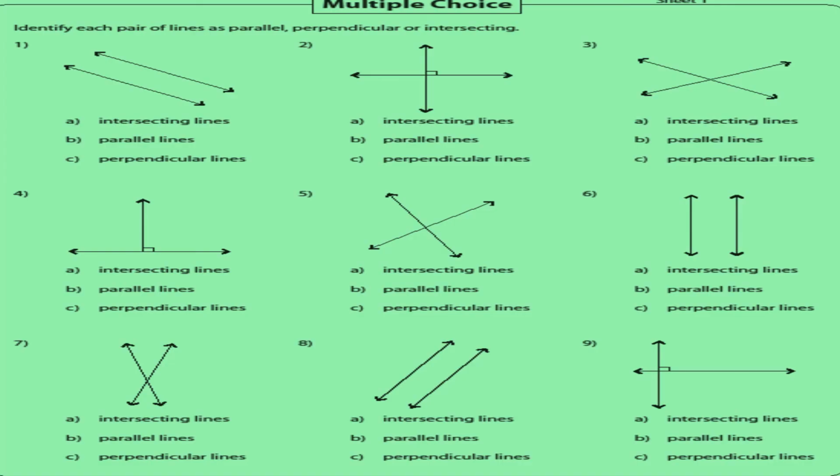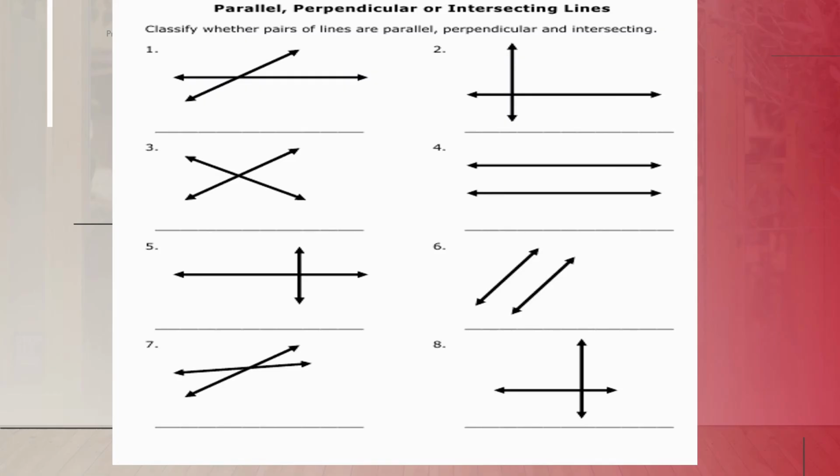The following is an assignment of a multiple choice question. Identify whether each pair of lines is parallel, perpendicular or intersecting. This is your assignment. So please note it down in your notebook. This is a small exercise. Parallel, perpendicular or intersecting lines. Classify the various pairs of lines as parallel, perpendicular and intersecting. This you have to do for your homework.